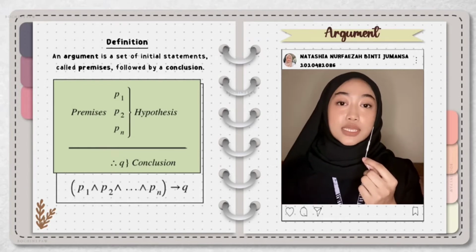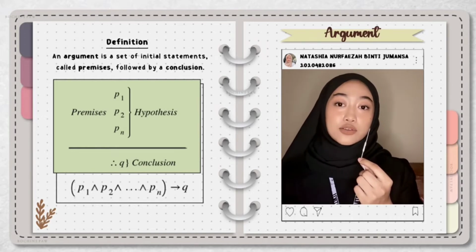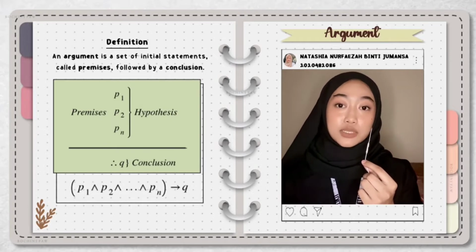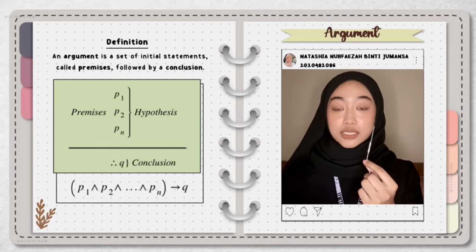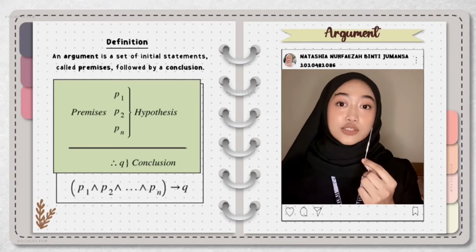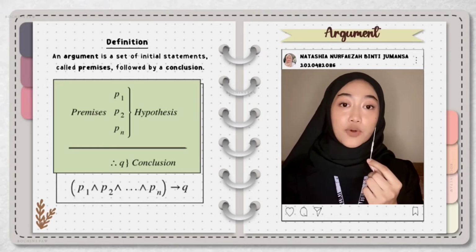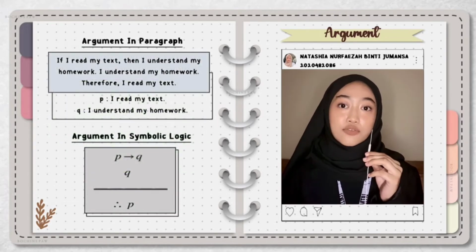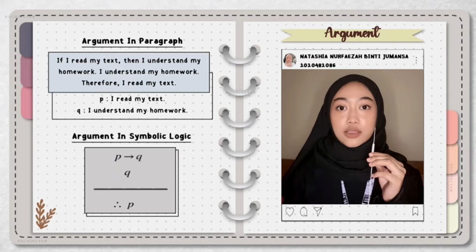So basically, an argument is a set of initial statements called premises, followed by a conclusion. P1, P2 until Pn are premises called hypothesis, therefore Q. So Q is the conclusion. From this, we can also write the hypothesis P1 and P2 and until Pn implies Q, which is the conclusion. These are examples of argument in paragraph and in symbolic logic.